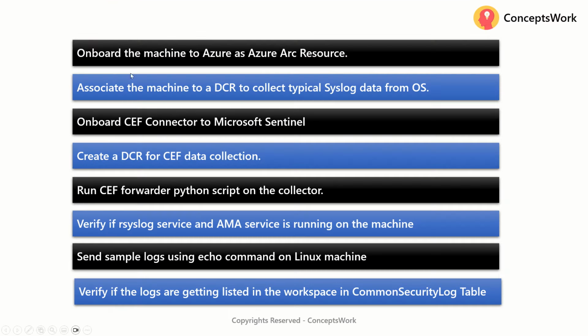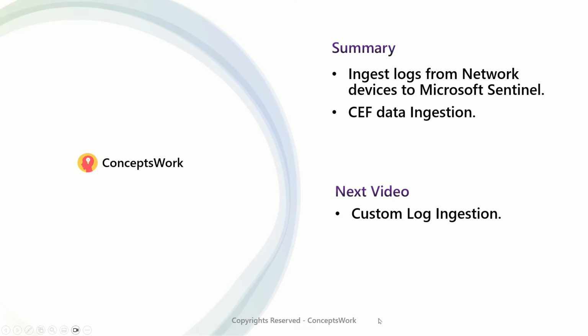A quick summary: get the machine onboarded to Azure as an Azure Arc resource, associate the machine to a DCR to collect typical syslog data, then onboard the CEF connector, create a DCR for CEF data collection, run the CEF forwarder Python script on the collector, verify that the rsyslog service and AMA are running on the machine, send sample logs to the Linux machine so that you can see them on the portal itself, and lastly verify that everything is getting ingested into the CommonSecurityLog table. So this was all about everything related to CEF data ingestion.